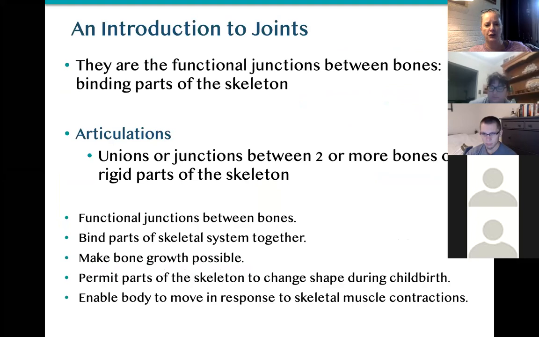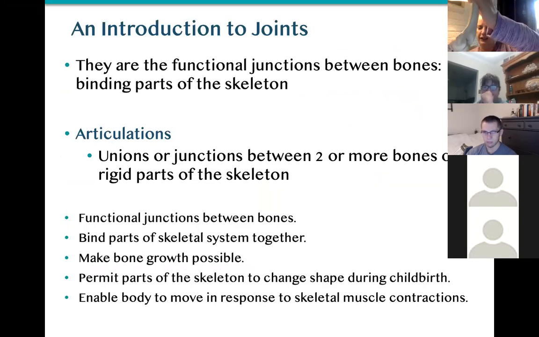Okay, so we're going through the joints, and the joints, of course, are going to be the functional spaces up here where two bones articulate with each other. This is an elbow joint. They're going to bind the skeleton together, and this actually also will incite sort of bone growth because you're having interaction. So it stimulates activity going on between the bones.